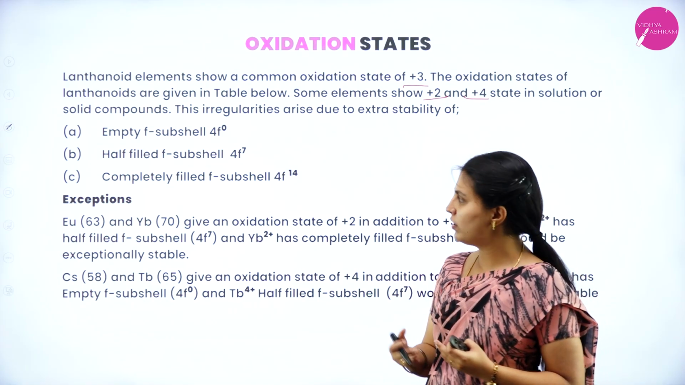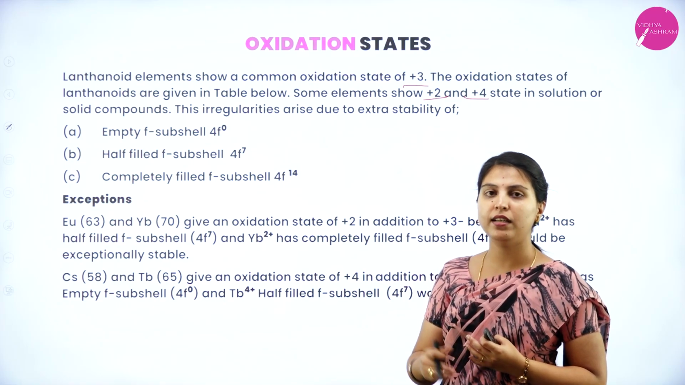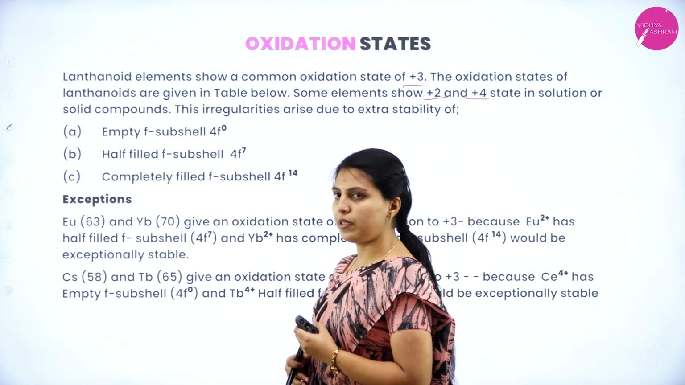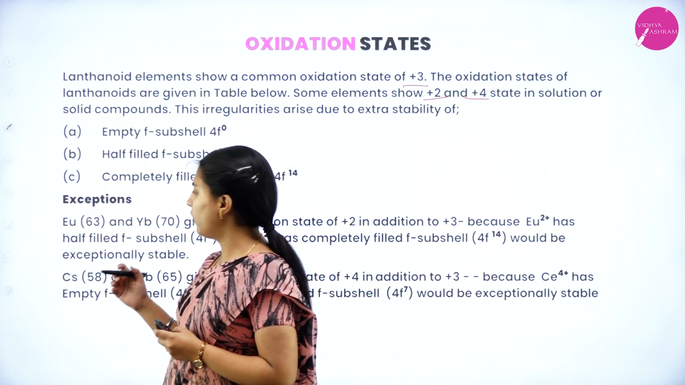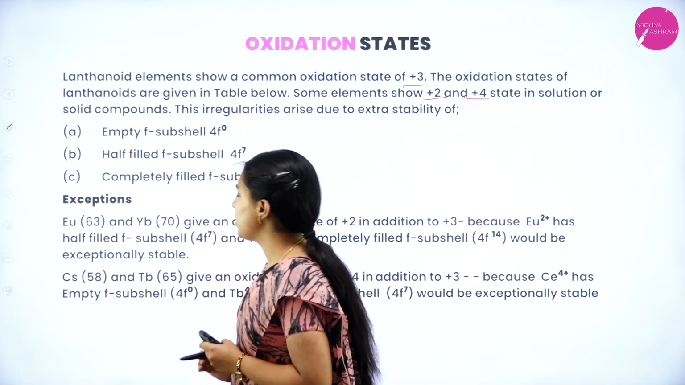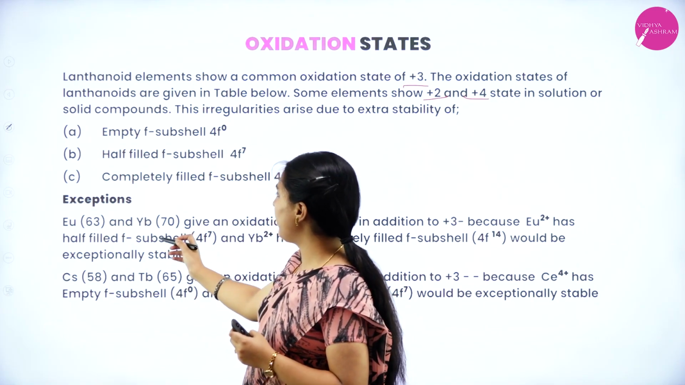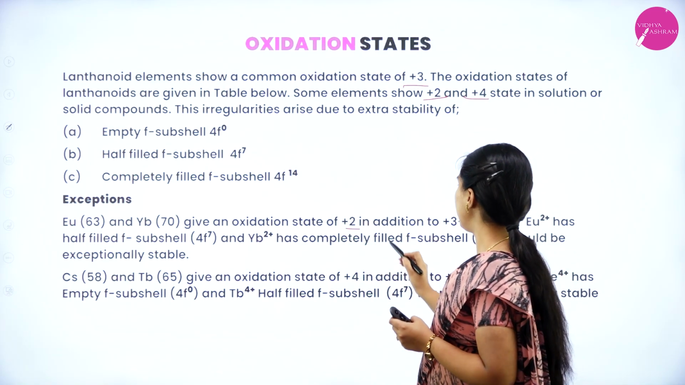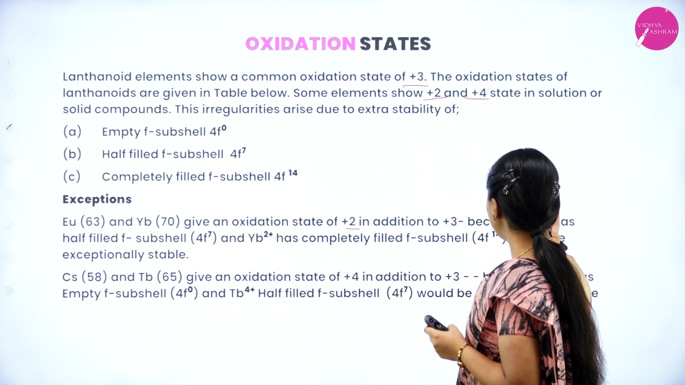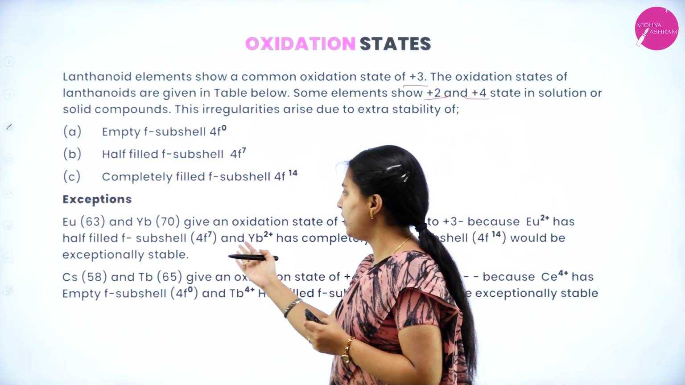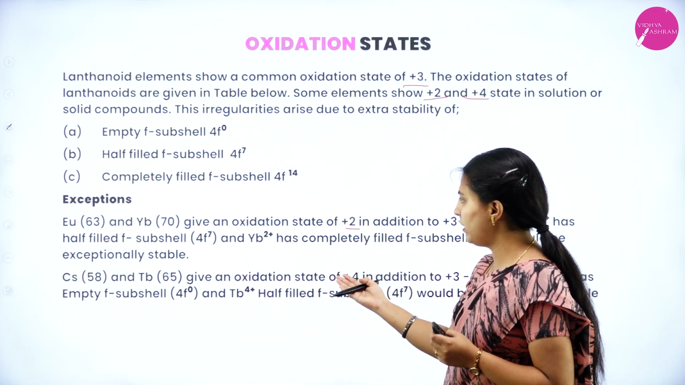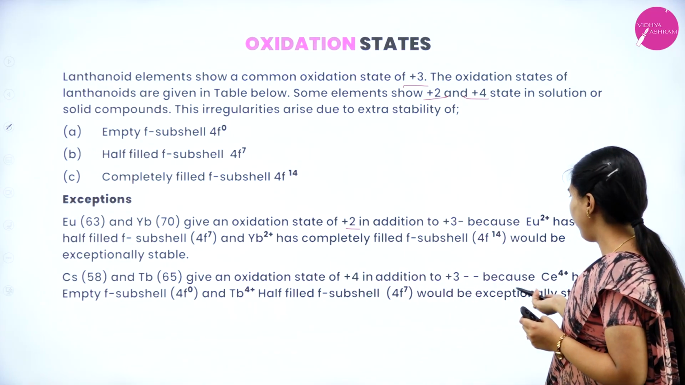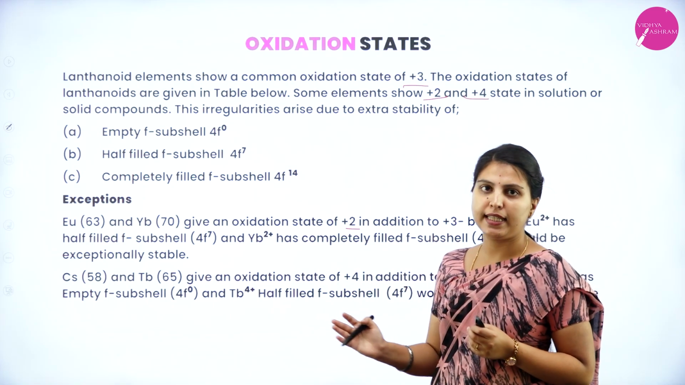Why does this happen? Because sometimes an empty f subshell will be present, sometimes half-filled, sometimes completely filled. The exceptions are europium, atomic number 63, and ytterbium, atomic number 70, which give oxidation states of +2 in addition to +3, because europium 2+ has a half-filled subshell, 4f7, and ytterbium 2+ has a completely filled subshell, 4f14, which are exceptionally stable.